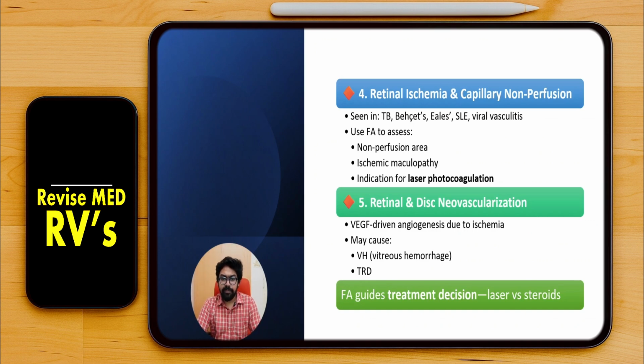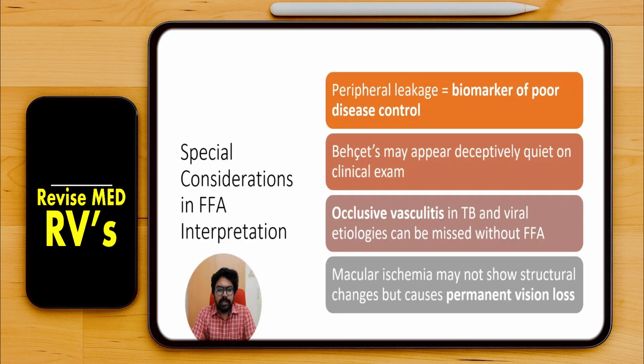If you are seeing predominant non-perfusion areas or high risk for neovascularization, then you should be planning laser photocoagulation in that area. So what are the special considerations in FFA interpretation? Peripheral leakage is a biomarker of poor disease control.